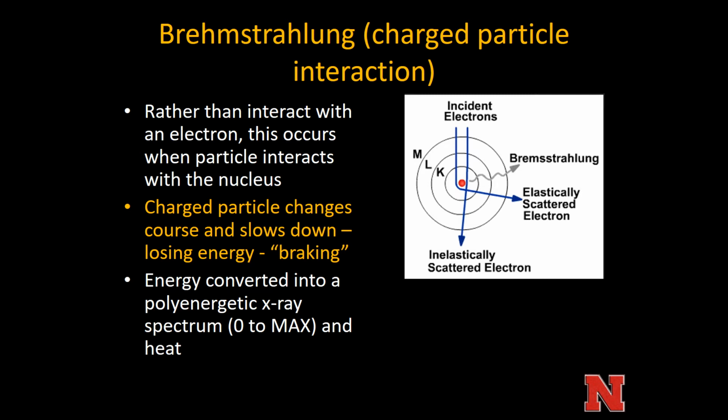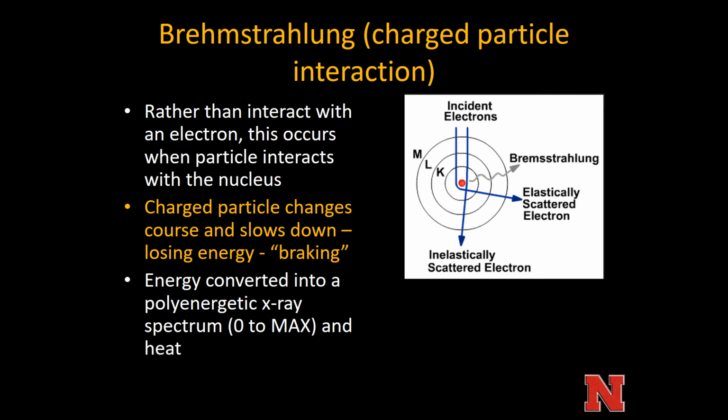All right, to go a little bit more in depth on Bremsstrahlung, or charged particle interactions. Rather than interact with an electron, Bremsstrahlung occurs when a particle interacts with the nucleus of an atom. So a charged particle will go interact with the nucleus of an atom, and what happens is it changes course and slows down. Bremsstrahlung is the German word for braking. So as that charged particle goes in, it doesn't interact with electrons, instead it interacts with the nucleus, it changes direction and slows down or brakes.